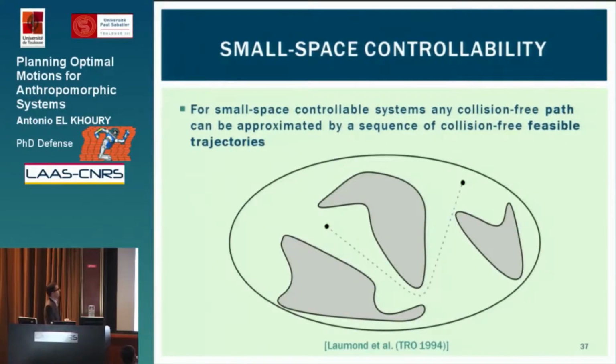So we can see here as an example that we start with a continuous path that is not necessarily admissible. And thanks to the small space controllability property, we can always find a sequence of jumps, kind of, that will allow us to arbitrarily closely approximate the original path. And what is very interesting is that in the first part, we rely only on purely geometrical reasoning. And once we have a continuous path, we have the formal guarantee that we can always find a collision-free, feasible trajectory for the considered system.